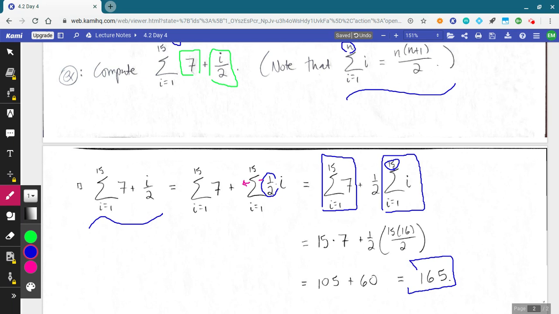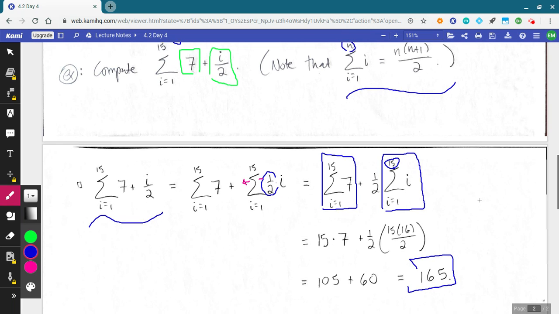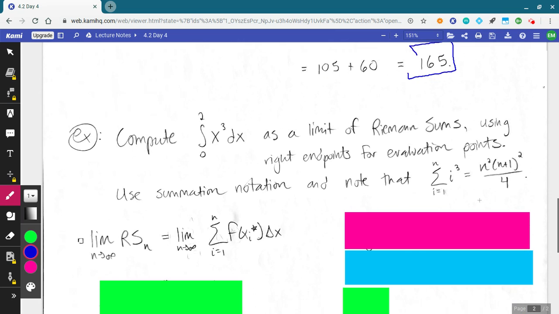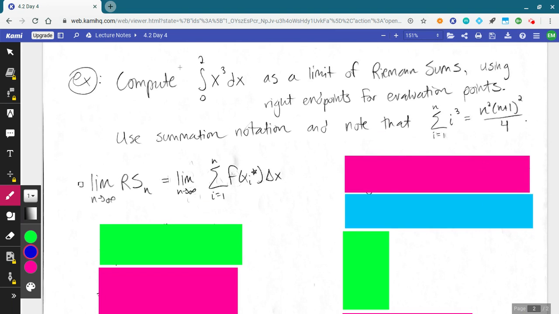All right. So now that we have a bit of a feel for how summation notation works, let's apply it to our integral from last time. All right, once again, let's compute our integral from 0 to 2 of x cubed as a limit of Riemann sums, using right endpoints for evaluation points, as we did before. But this time, let's use summation notation, and right up front, let's just hand ourselves the formula for the sum of i cubed that we'll need to use at some point.